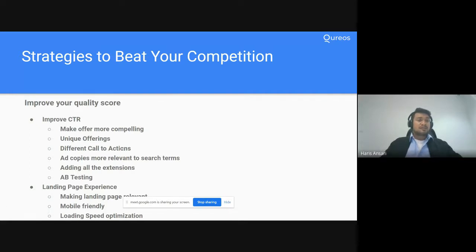Try different call to actions, because call to actions are important. Call to action are like sign up now, apply now. So words like them, try using different call to actions and run maybe A/B testing on them just to see which ad copy is working well with which CTA.